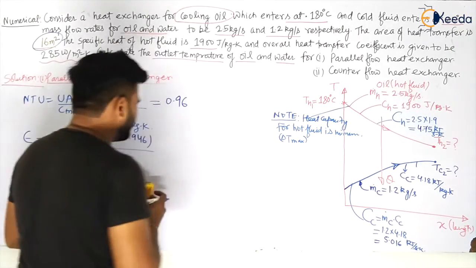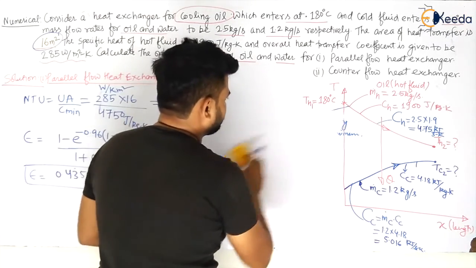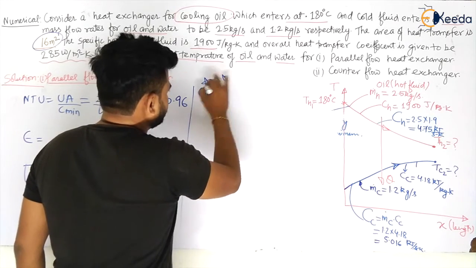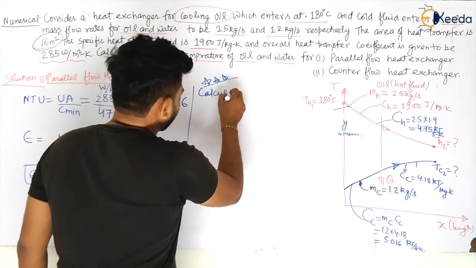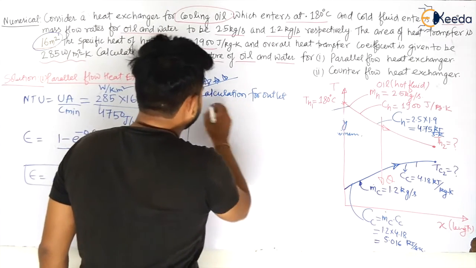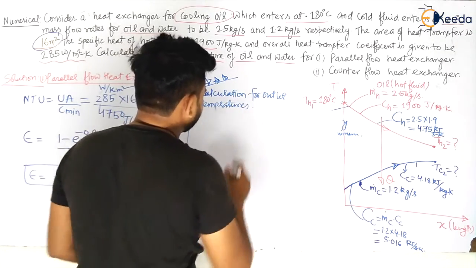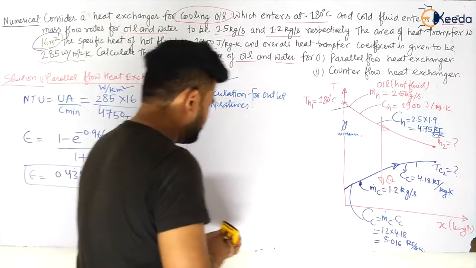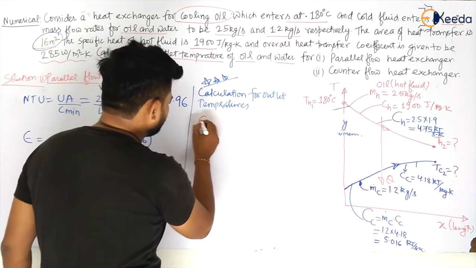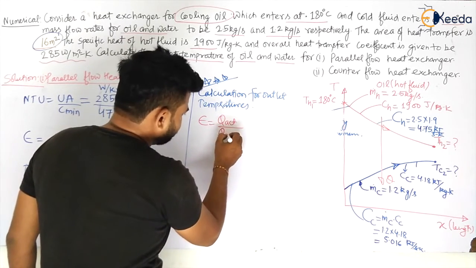So the outlet temperatures you can easily calculate. How? Let us see. The most important case, my dear students, is the calculation for outlet temperatures. So the outlet temperatures will be given by effectiveness, we know, that is Q actual divided by Q maximum.